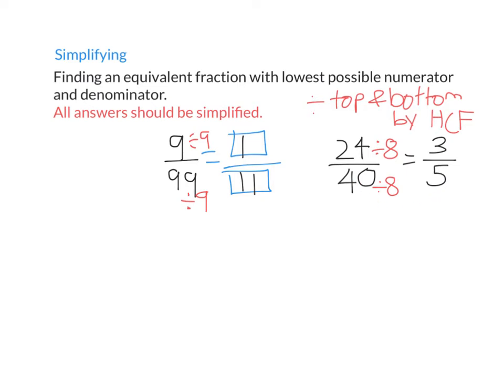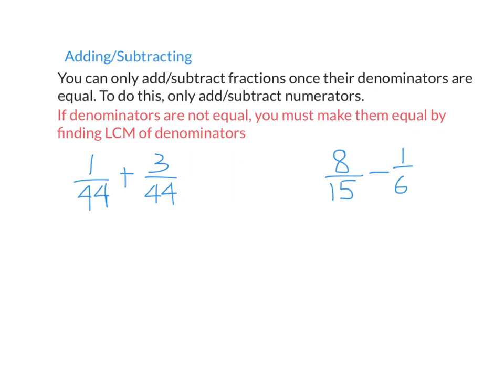All right, let's look now at operations with fractions. So we're going to start by looking at adding and subtracting, and people find this difficult. The reason adding and subtracting is difficult is because when you have a fraction, this line essentially means divide. So this is like 1 divided by 44, this is 3 divided by 44. See, dividing goes really well with multiplication, but it's not as compatible with addition or subtraction.